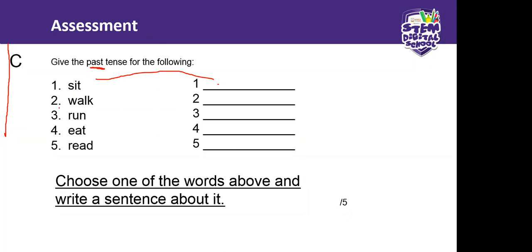Okay. Number 2, give me the past tense for walk. Then you write the past tense for walk down here. Just the answer, just the past tense. You don't copy anything. You just give me the answers. Just one word. Walk is present tense. Now you have to change it to the past tense. I want the past tense for walk.